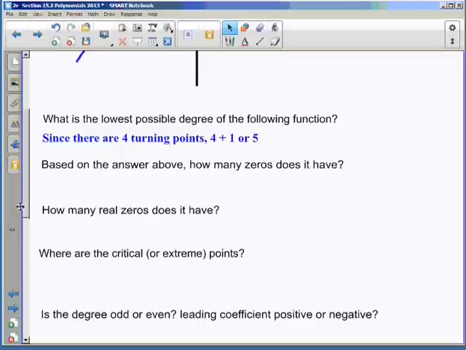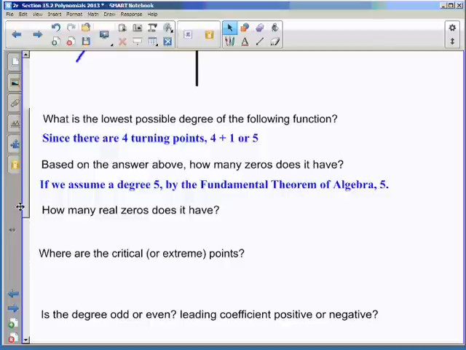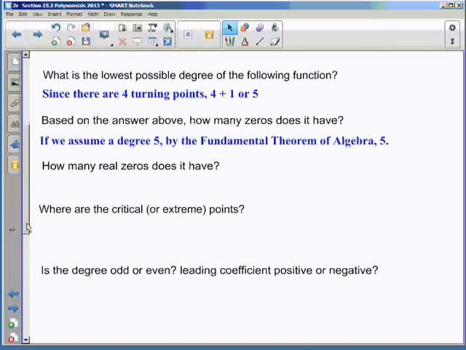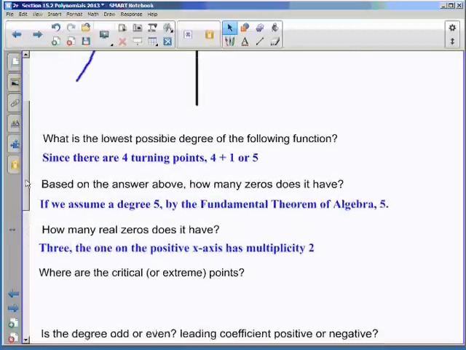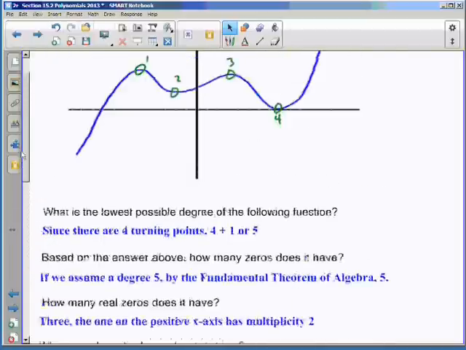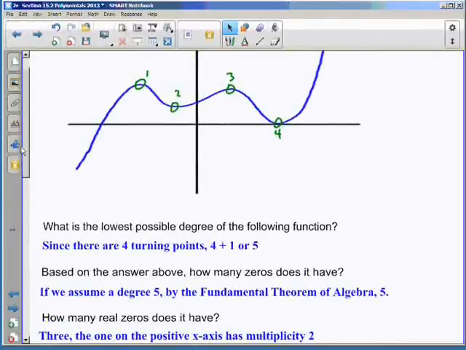And based on this answer, how many zeros does it have? If we assume a degree of 5, by the fundamental theorem of algebra, we would see that there are 5 zeros. Some are real, some may be complex. In this case, 3 real zeros would exist. That's where it crosses the x-axis. And you might say, but I only see one spot and then a second spot, but this would be a double zero.